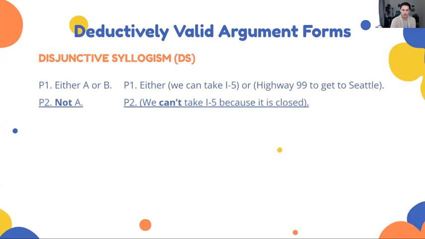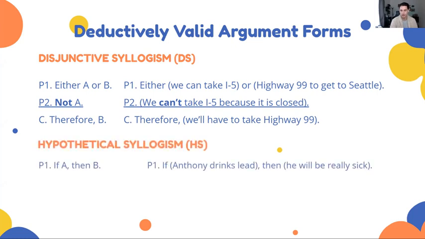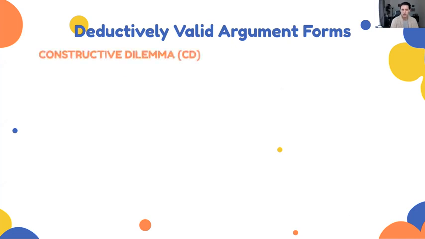Okay, so disjunctive syllogism, which we talked about. Here's another example. I think we use this for choices all the time, whether it's trying to figure out directions. Either we take I-5 or Highway 99 to get to Seattle. We can't take I-5 because it's closed, so we'll have to take Highway 99. I think that's pretty common reasoning, or the kind of reasoning that we use on a regular basis. And then hypothetical syllogism, right? If A then B, if B then C, therefore if A then C. So both of those are valid.